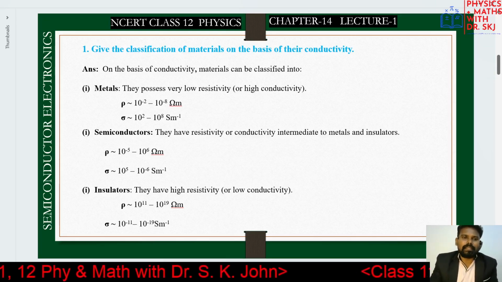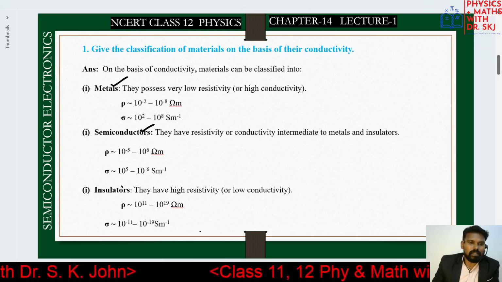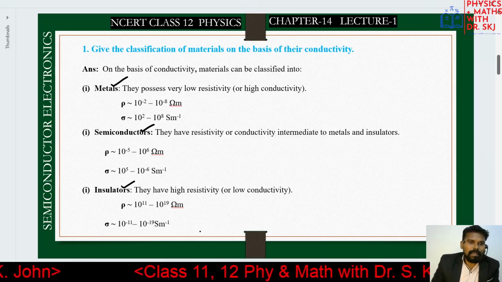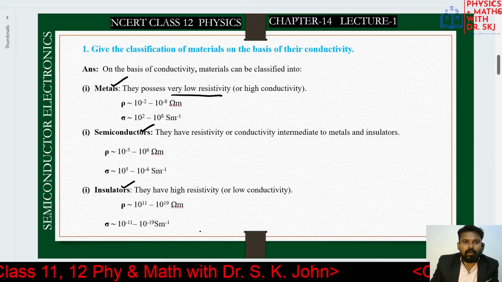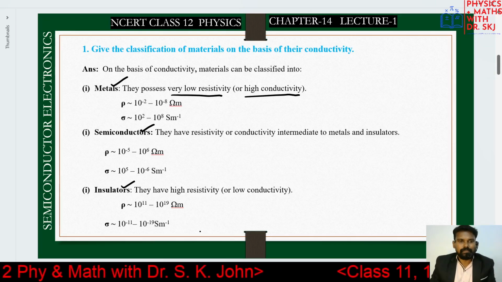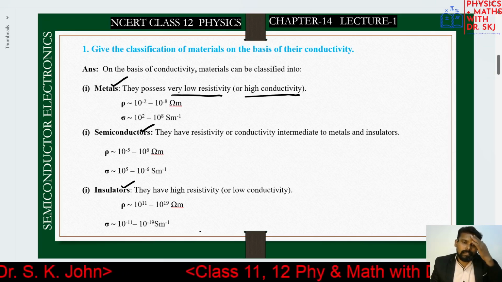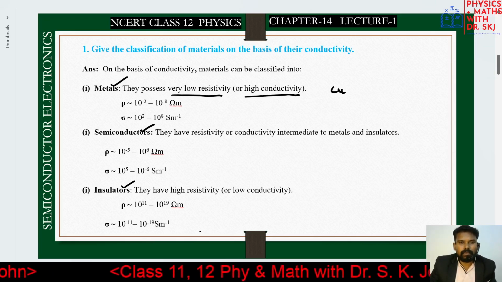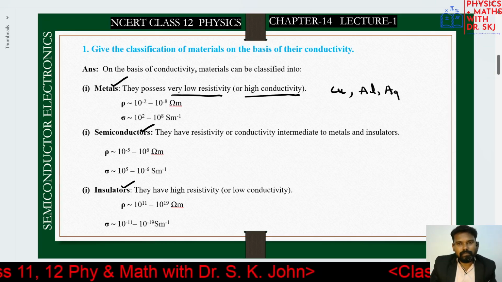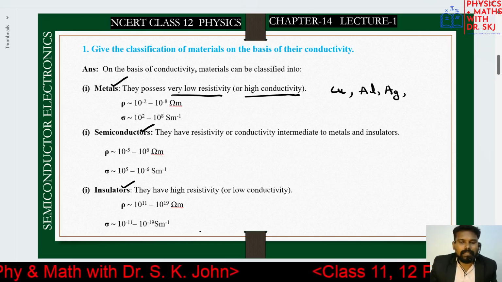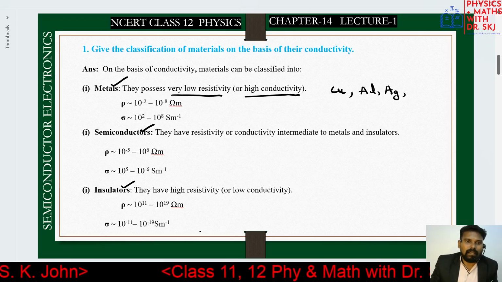According to the conductivity of materials, they can be classified into metals, semiconductors, and insulators. What are metals? Metals means the materials which have very low resistivity or high conductivity. The main conductors are metals. Copper is a good conductor. Aluminium is a good conductor. The best conductor is silver, Ag. Many other materials are conductors. So all these are metals.